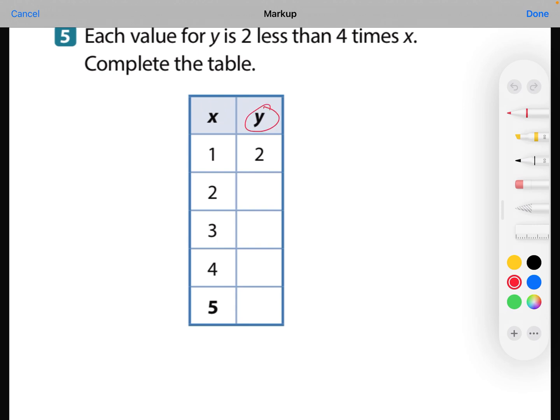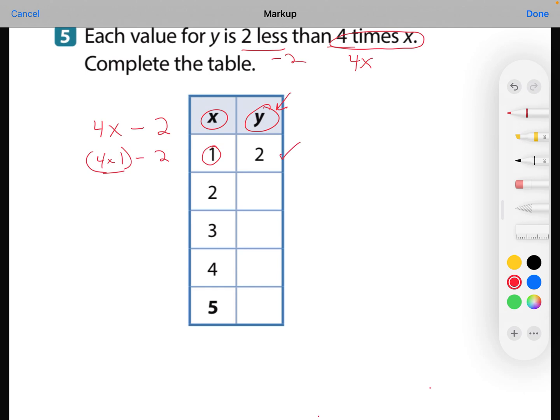So each value for y is 2 less, so minus 2, than 4 times x. So 4 times x. So to get y, that means I'm going to take 4 times whatever x is, and then 2 less, I'll subtract 2. So let's try that on the first one. If we put 1 in, 4 times 1 minus 2. We're going to multiply first. So that'd be 4 minus 2 is 2.